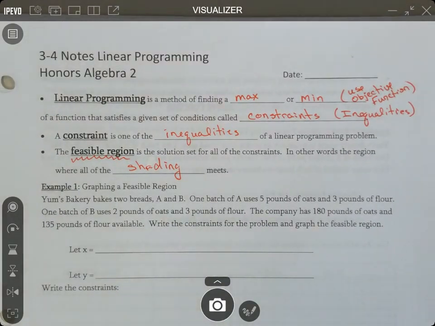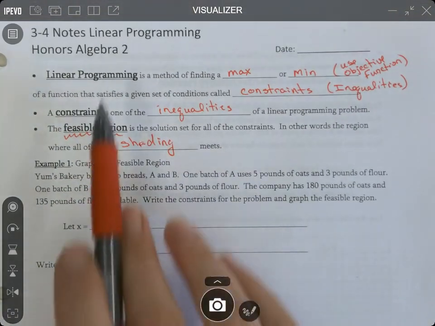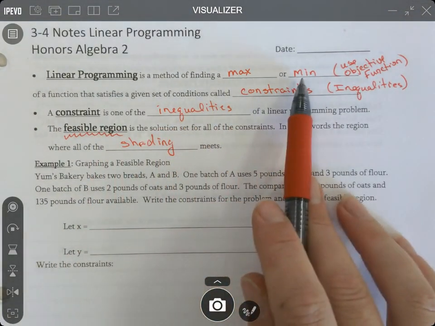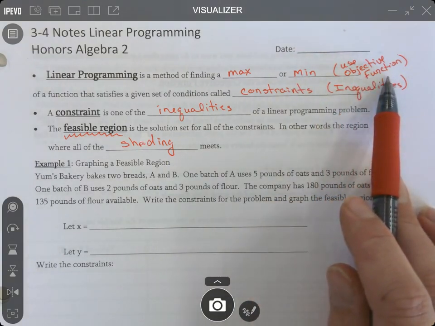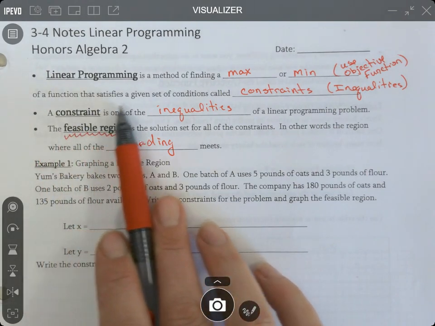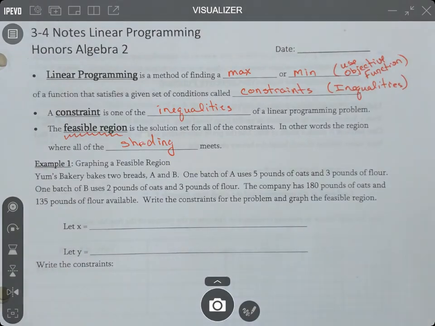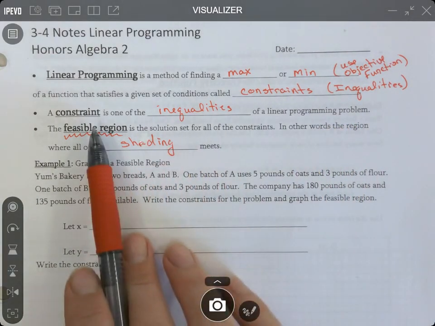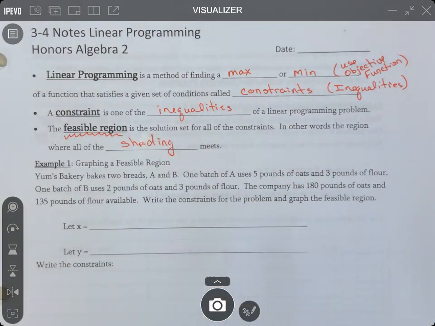We are doing section 3-4 today, notes on linear programming. Linear programming is a method of finding a maximum or minimum value. We'll do that by using an objective function at the end of our problems. The max or min of a function satisfies the given set of conditions called constraints. Those constraints are going to come from our inequalities. So constraints is one of the inequalities of a linear programming problem.